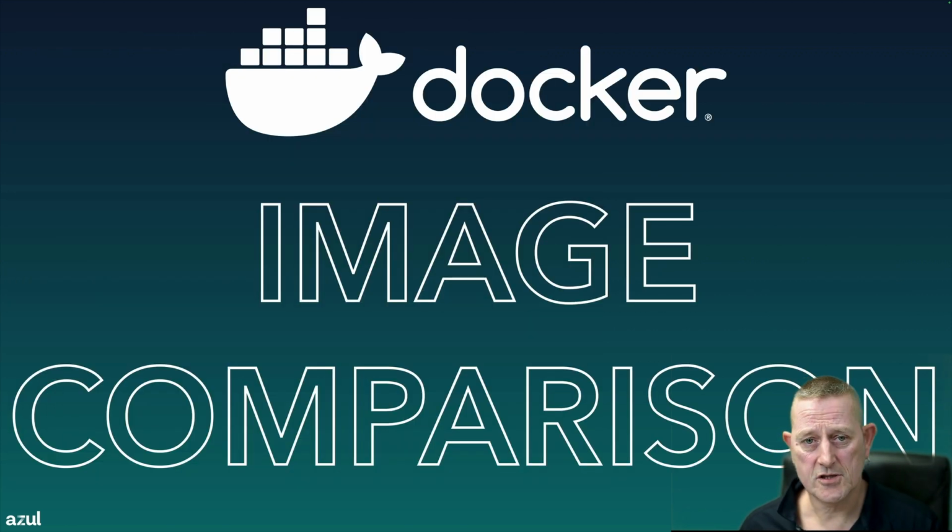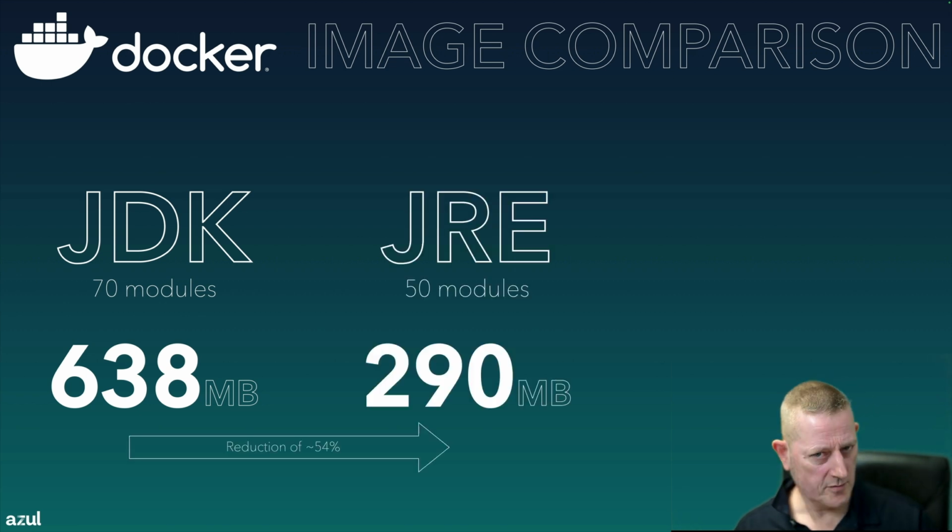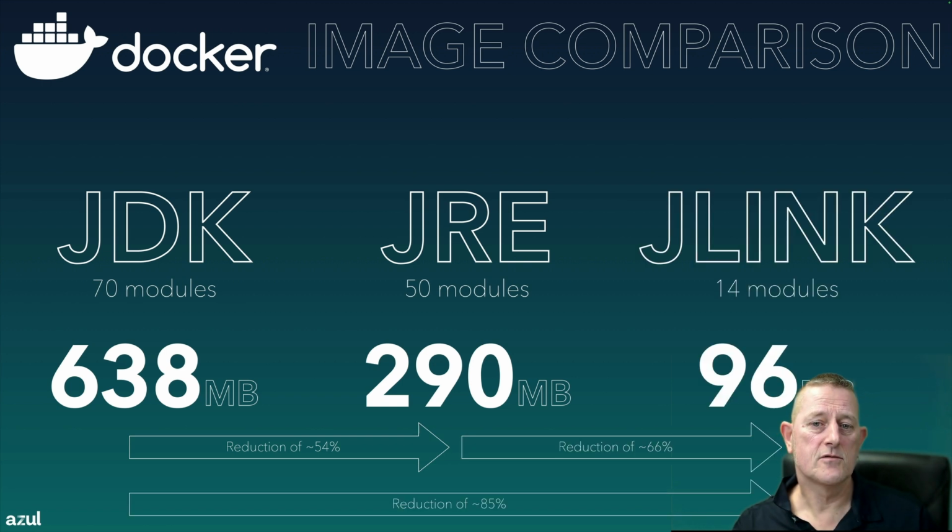So if we compare these images in size, then we will see that the JDK, which has 70 modules, with the Ubuntu version here, was 638 megabytes, quite big. If we use the JRE, still on Ubuntu, then we could reduce the size of the image of the container by 54% to 290 megabytes. And we'll still have 50 modules in there that we don't really need. We saw that with the jdeps tool. Now, if I compare that to the jlink version that I created, we can reduce further 66% to 96 megabytes. It only contains 14 modules. Compare it to the JDK version, it's a reduction of 85% in size.